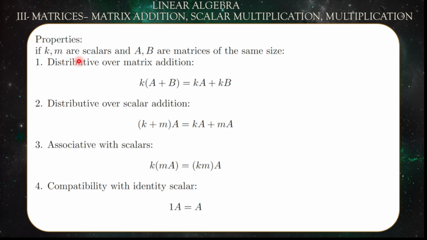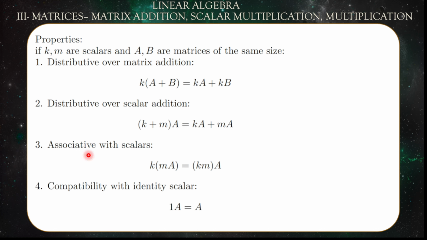Properties. If K and M are scalars and A, B are two matrices of the same size, first of all, we have distributivity over matrix addition. So K times A plus B is equal to K times A plus K times B. Second, distributivity over scalar addition. So K plus M times A is equal to K times A plus M times A.